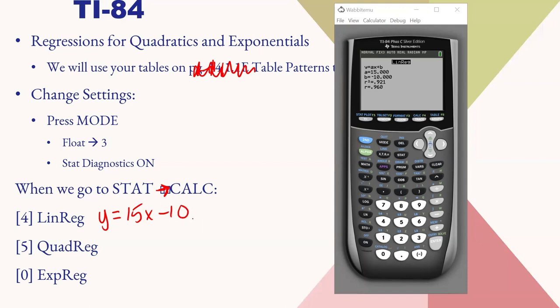Are we good? Now, when we turn on our stat edit, notice that it added this information here for us. We wanted the r squared value. What is our r squared value?